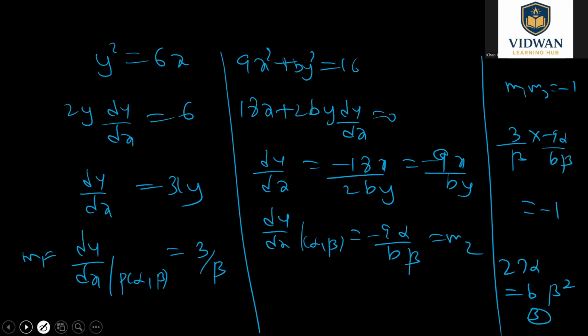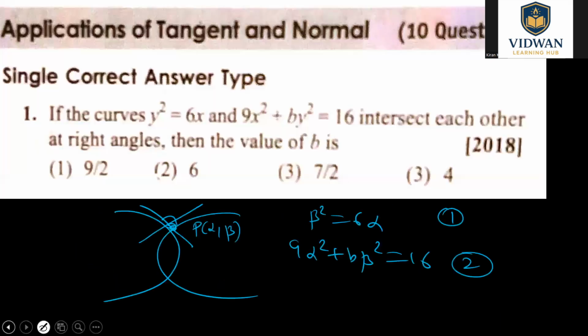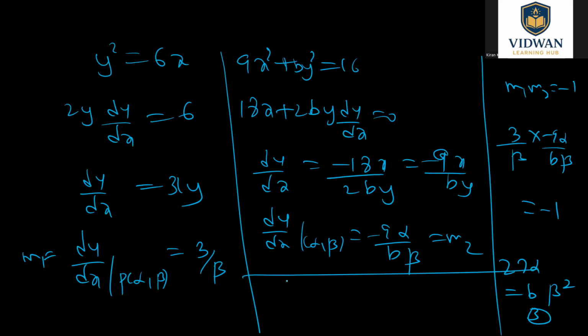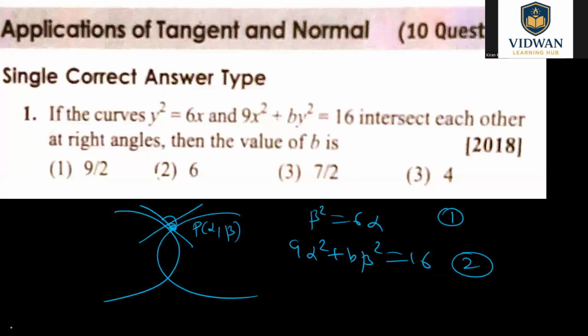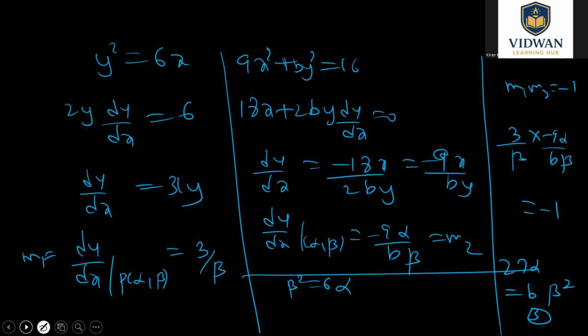So let me list out all the conditions once. So what are the conditions? Beta square equal to 6 alpha. This condition. So I'll write them here. Beta square equal to 6 alpha. What is the second condition? 9 alpha square plus b beta square is 16. And third condition is 27 alpha equal to b beta square.